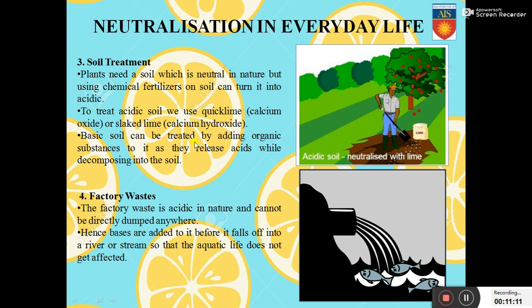Basic soil can be treated by adding organic substances to it so that they release acids while decomposing into the soil. So, if the soil is extremely acidic, you can neutralize it by using certain bases, and if the soil is extremely basic, you can neutralize it by adding acids to the soil. This helps the plants to survive the climate, survive the soil.